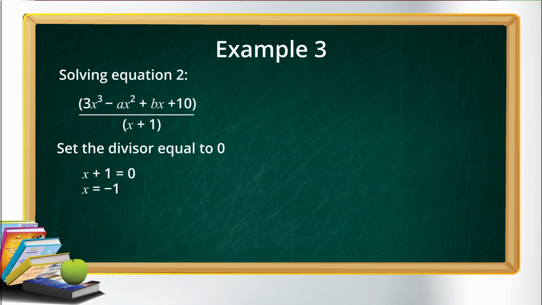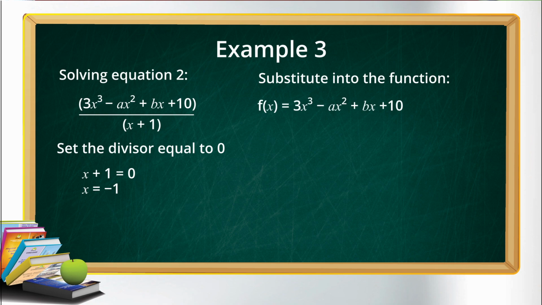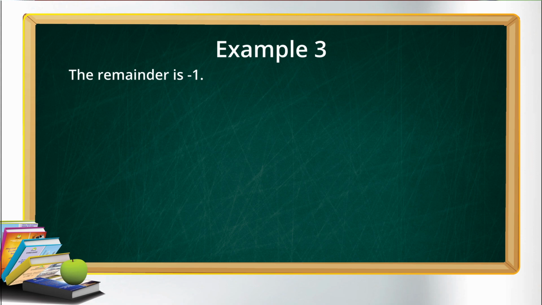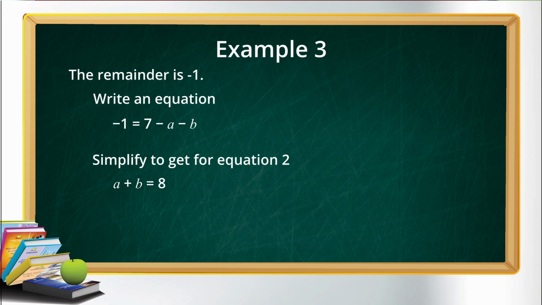x plus 1 is equal to 0, therefore x is equal to -1. So when we substitute the value of x as -1, f of x is equal to 3x cubed minus ax squared plus bx plus 10, which is f of -1 is equal to 3 times -1 cubed minus a times -1 squared plus b times -1 plus 10. f of -1 is equal to -3 minus a minus b plus 10. f of -1 is equal to 7 minus a minus b. But we know that the remainder is -1, so we can write an equation: -1 is equal to 7 minus a minus b. Simplify it to get a plus b is equal to 8 as our second equation.